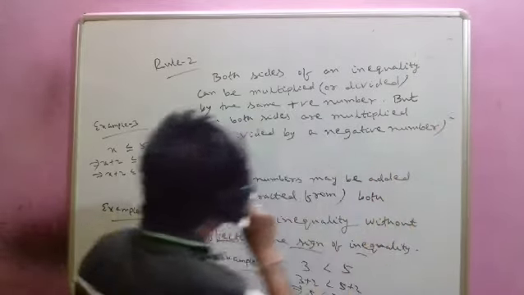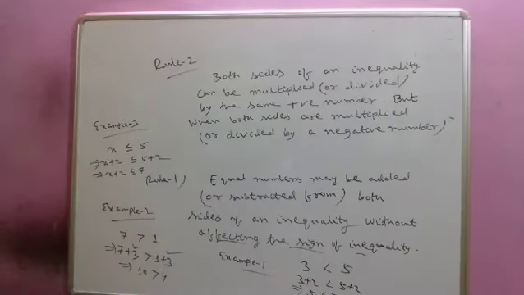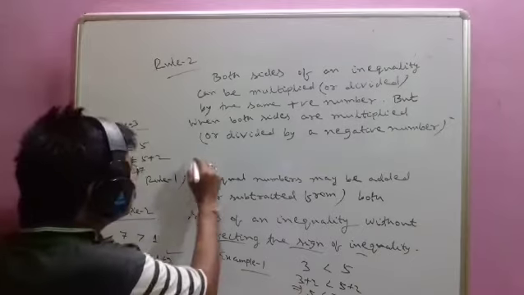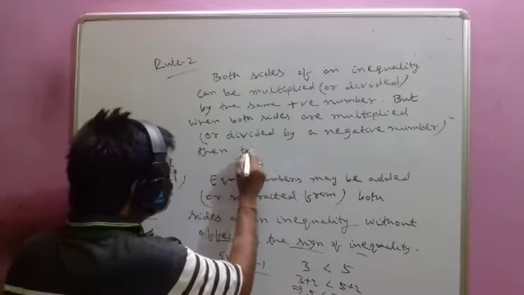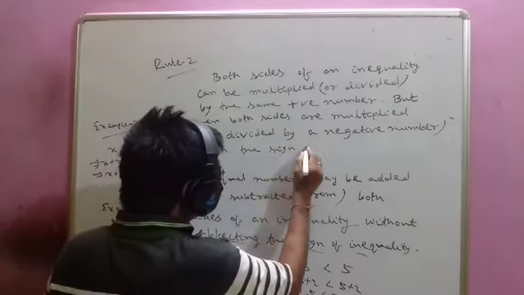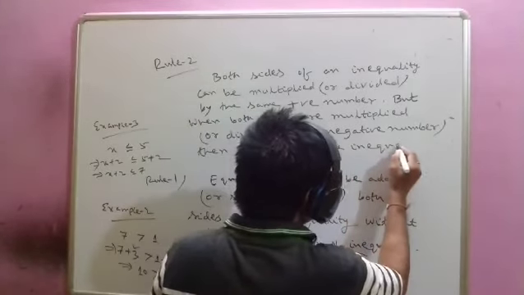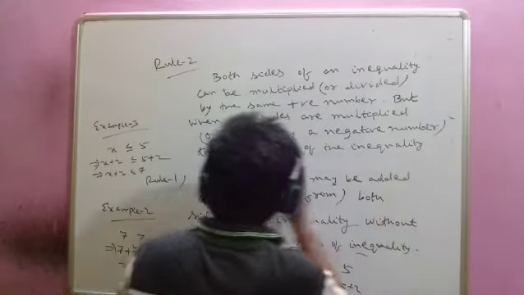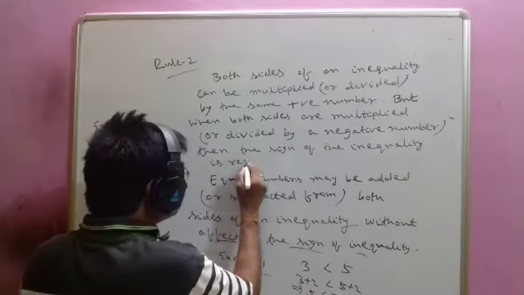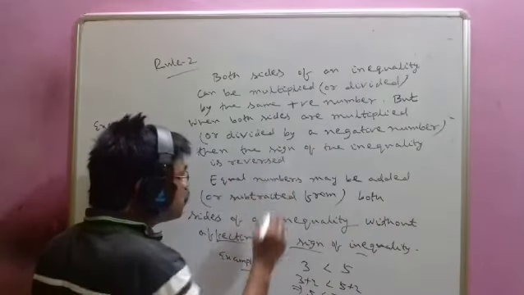Okay, bracket close. By a negative number, then the sign of the inequality is reversed. Sign of the inequality reverse means the sign of the inequality changes.